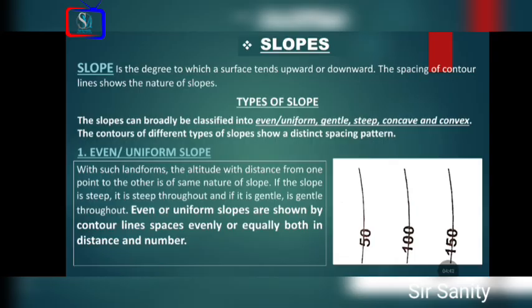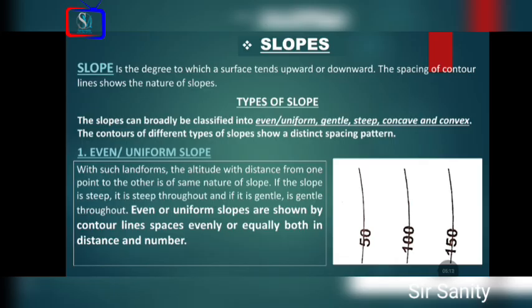Now when you say slope, you're looking at the degree to which a surface turns upward or downward. So whether the place is rising up or it is falling, whether it's increasing or decreasing, that is the slope. Now the spacing of contour lines shows the nature of the slope. How the contour line on the topo sheet is either closed or opened tells you the kind of slope or nature of landform found at that particular area.